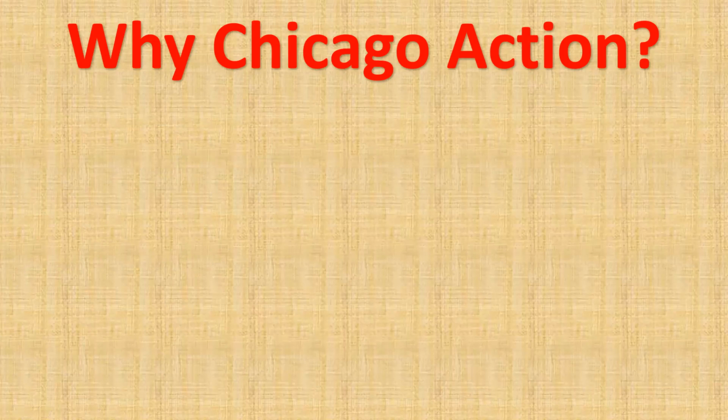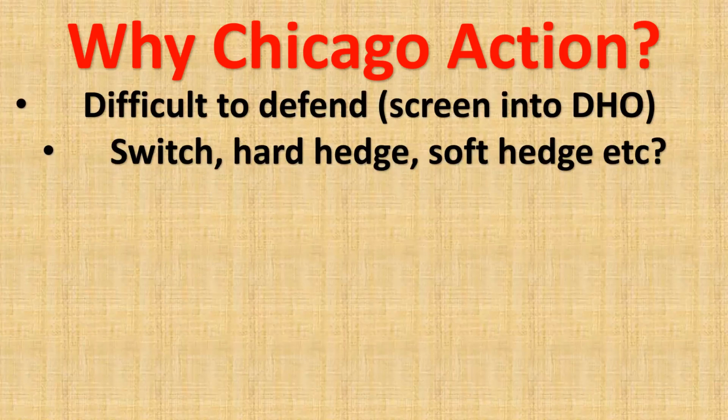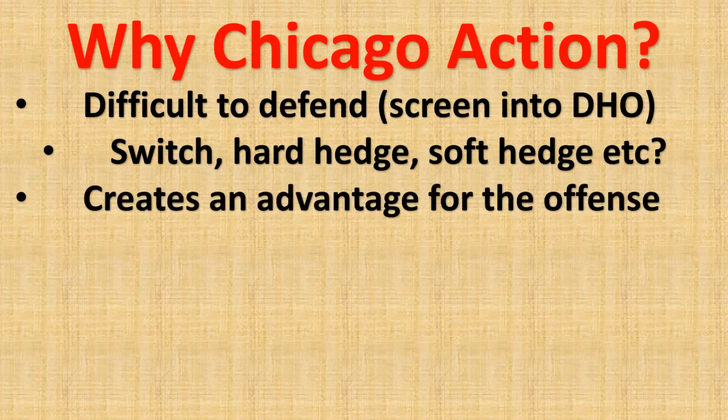Now let's talk about why Chicago action. It's difficult to defend. It's a screen into a dribble handoff. Defenses have to decide, are they going to switch it? Are they going to try to hard hedge it? Are they going to soft hedge it? How are they going to defend this action that includes multiple screens? You have your pin down, and then you have your dribble handoff, which also acts as a screen. It creates an advantage for the offense.